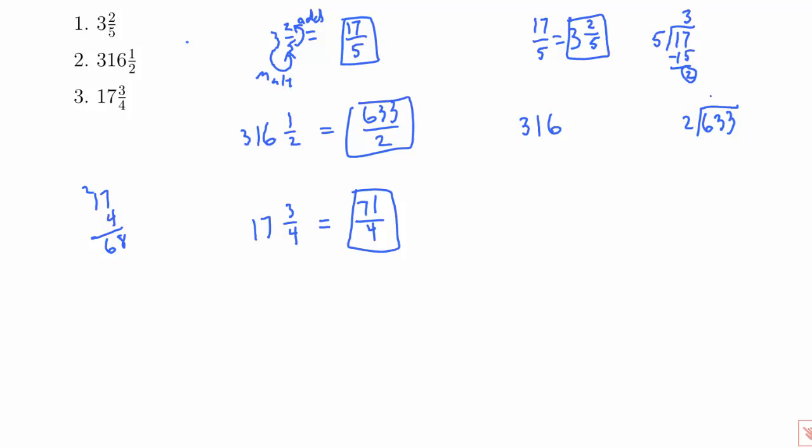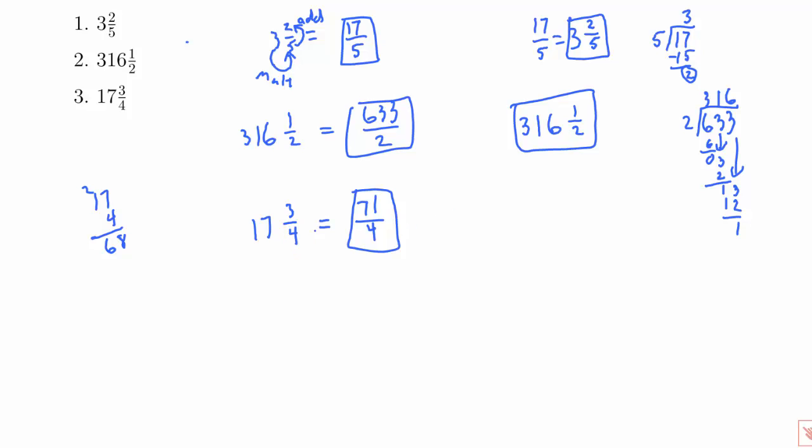2 goes into 6 3 times. No remainder, bring down the 3. 2 goes into 3 once. 2, subtract 1, bring down the 3. 2 goes into 13 6 times. 6 times 2 is 12. Subtract. There we go. So it's 316. Now 1 is your remainder and 2 was your divisor. Therefore, 633 over 2 can be converted to 316 and a half.